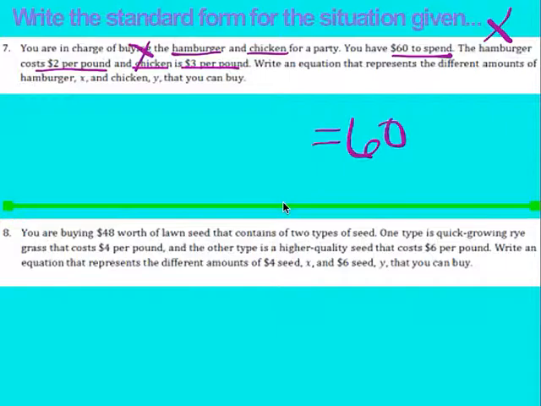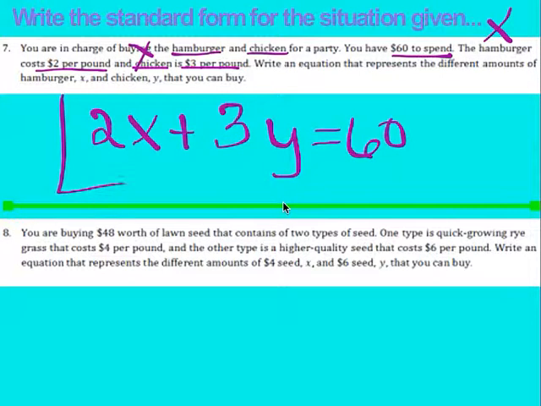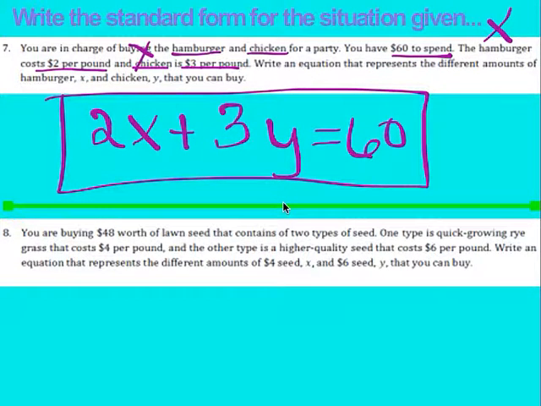Okay, so for every X pound of hamburger I buy, it's going to cost me $2. For every Y pound of chicken, it's going to cost me $3. So that right there is your setup for that equation. Not too bad. Okay, so let's take a look at number 8.